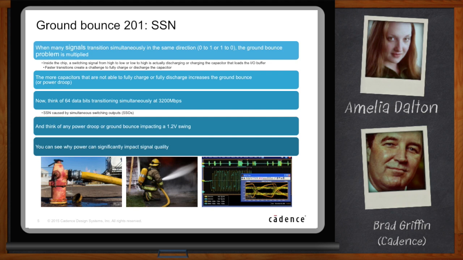And so again, let's go to the DDR4 bus. Think of 64 bits transitioning simultaneously at 3200 megabits per second. And then only this 1.2 voltage swing. You can see why a signal integrity engineer can't just look at the signal alone. He's got to look at signal and power together. And that's why power-aware signal integrity is becoming such a hot topic.